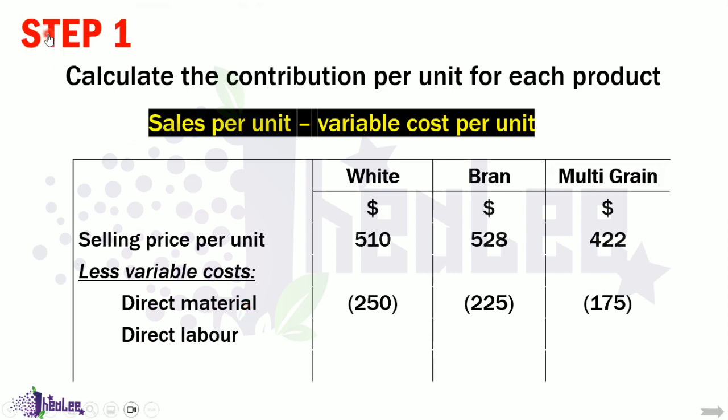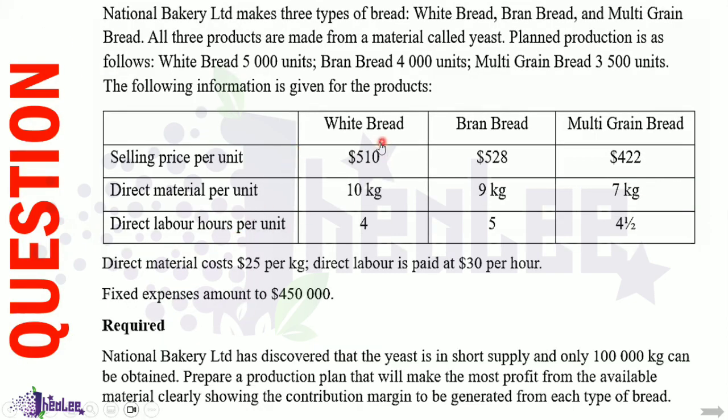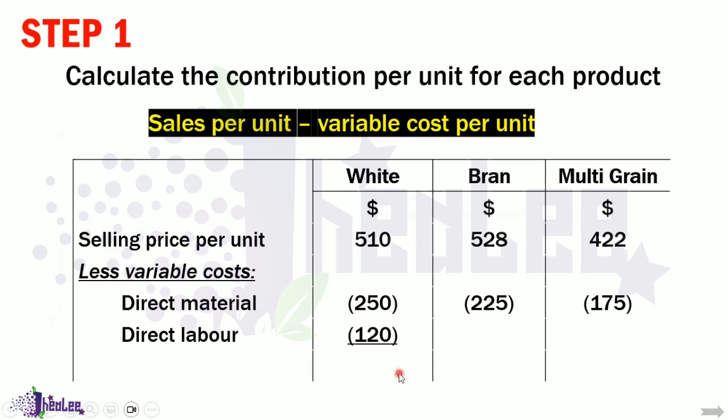Now that we have the direct material costs in our workings, we're going to pick up the direct labor. For direct labor, for white bread, we're seeing 4 hours per unit, and the cost price per unit, which is the rate that is paid per hour for direct labor, is $30. So this 4 hours multiplied by $30 per hour gives us the direct labor costs for the white bread. So 4 times 30 gives us a value of $120.